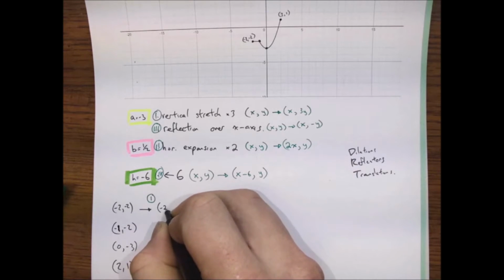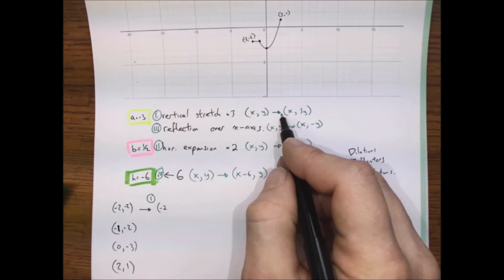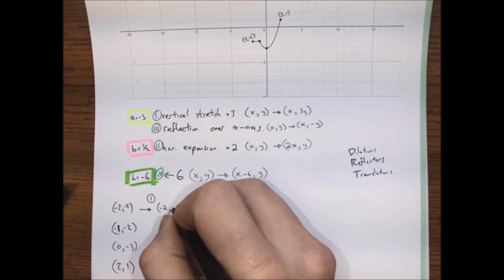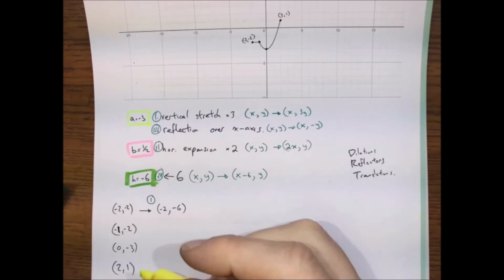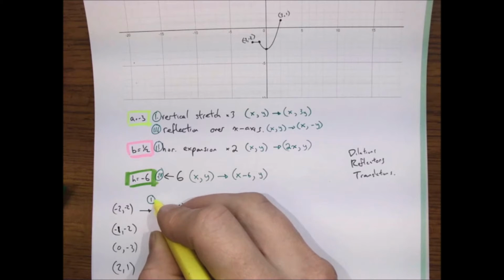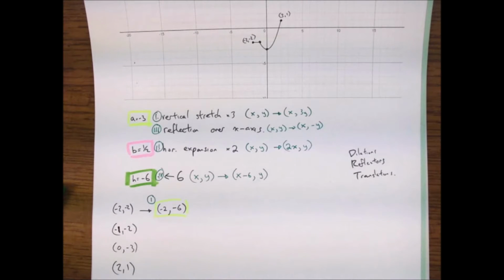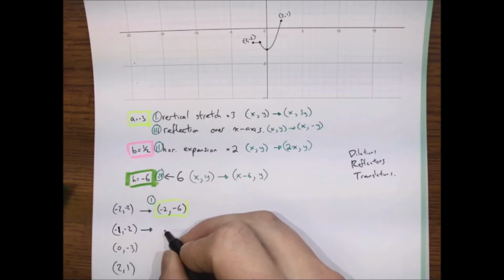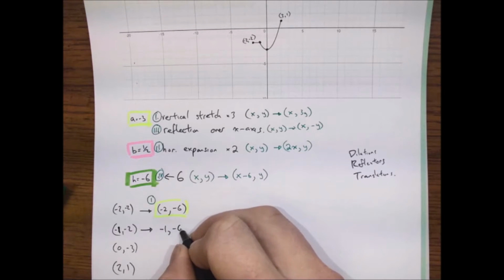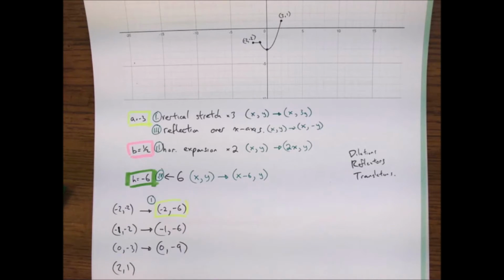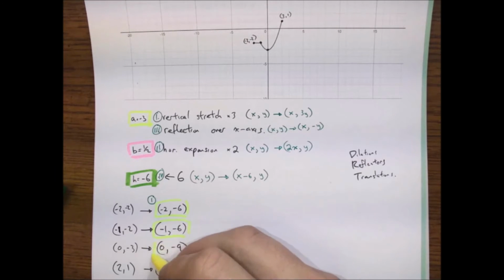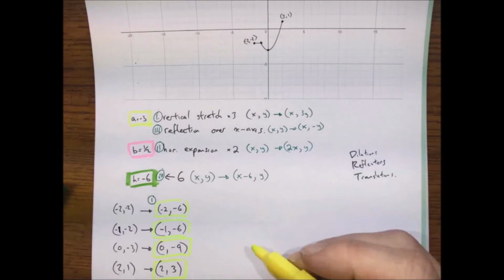That's going to become the point negative 2, x doesn't change, but my y value does. My y value becomes 3 times bigger, so instead of negative 2, it's negative 6. And that I'm going to indicate with a yellow highlighter. That's the same thing with this guy. He starts in negative 1, 2, so now he's become negative 1, negative 6. This guy becomes 0, negative 9, and 2, 3. Each one of these is going to be yellow colored when I graph these new points.